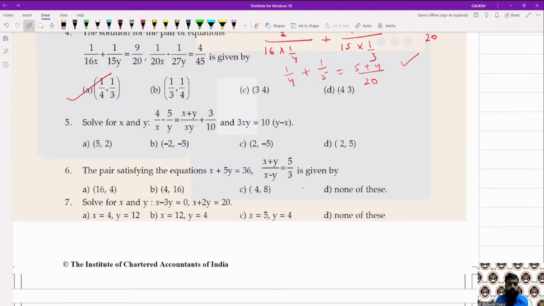If we try the first option on the left hand side, what are we getting? 4 by 5 minus 5 by 2 is equal to x plus y. So 5 plus 2 is 7 and 5 into 2 is 10, plus 3 by 10. So here we are getting 10 by 10. On the other side, LCM is 10. So 8 minus, how much are we getting? 8 minus 25. So this seems to be unequal. So option number A is incorrect. Then we can check with other options also. One by one, you can try the options and check which is correct.